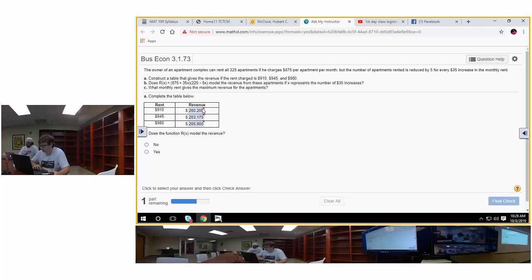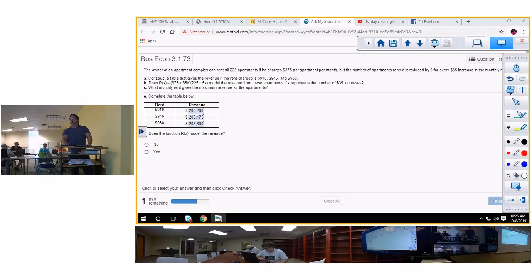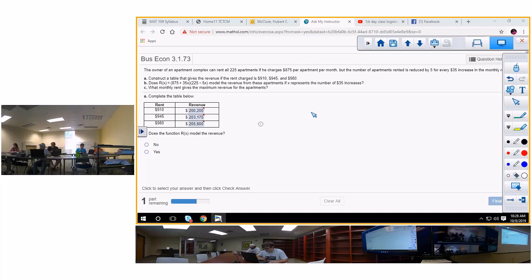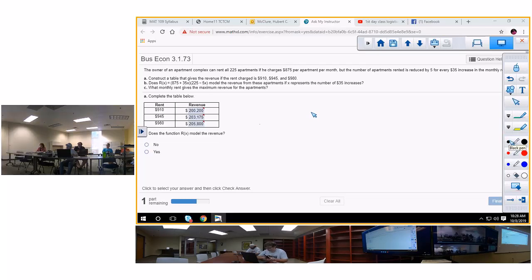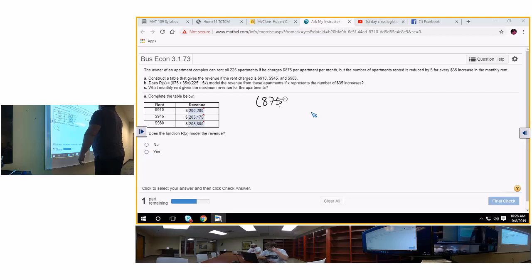I have no earthly idea how they did that. I'm just going to do the second part because that's the only thing I know how to do. We'll go back to the first part when we figure out what's going on with the model. Oh, so those 6 numbers were side by side. So 875 plus 35x times 225 minus 5x.